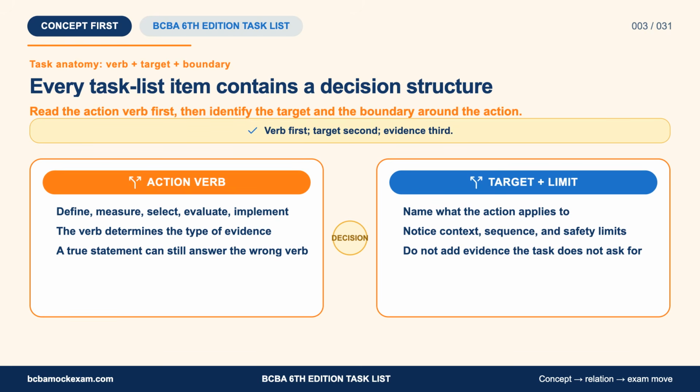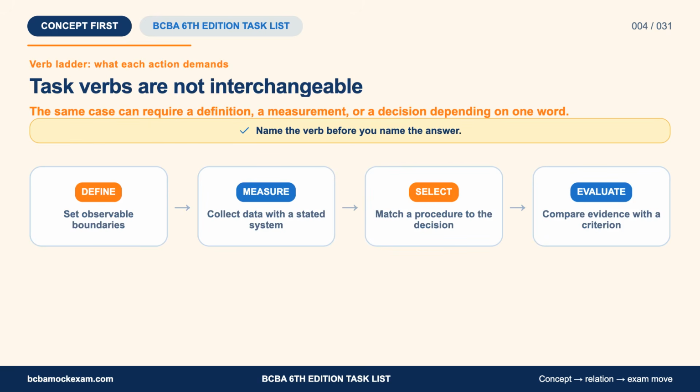The contrast is not that one side is always better. It is that the verb determines the type of evidence, whereas notice context, sequence, and safety limits. The split on the slide is therefore a boundary, not a ranking. Keep this rule in view. Verb first, target second, evidence third. Once the boundary is clear, the next step is to follow the decision from beginning to end.